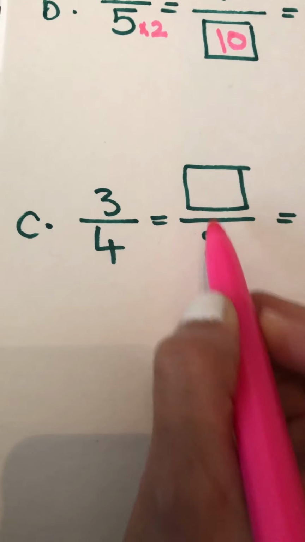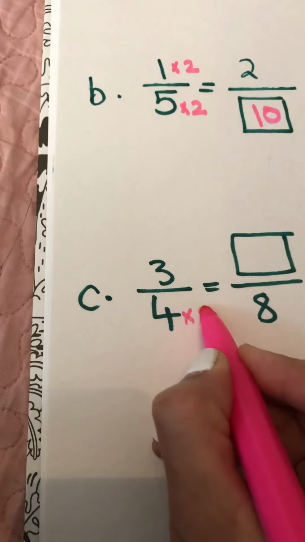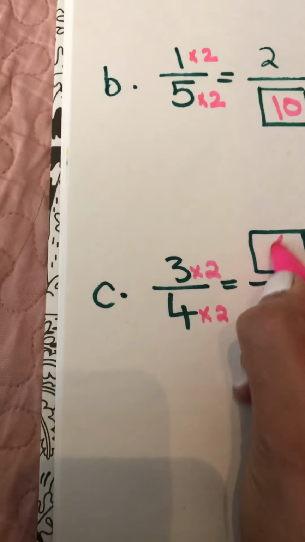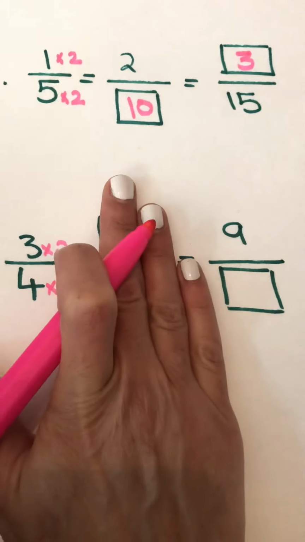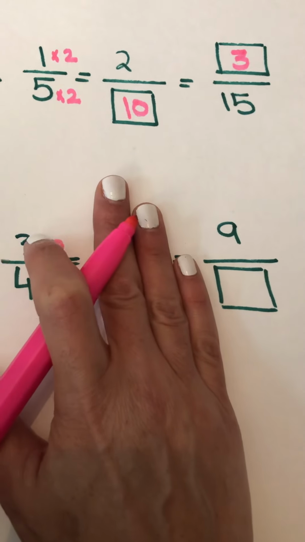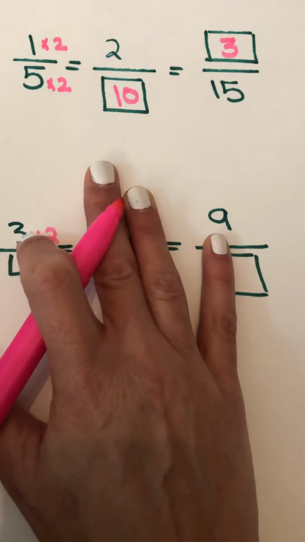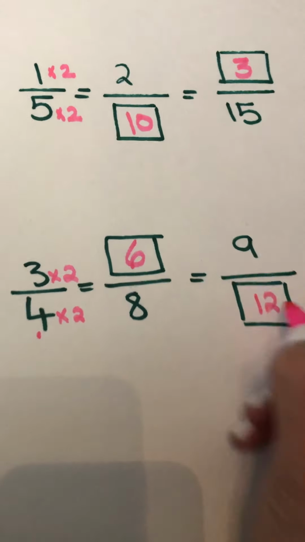Let's try the last one. 3/4 equals how many eighths? Of course I know that 4 times 2 is 8, so I multiply up by 2. I will have 6 as a numerator. Then I hide the middle one. Now the missing one is the denominator, so I need to think, 3 times what gives me the 9? 3 times 3, so I multiply 4 times 3 equals 12.